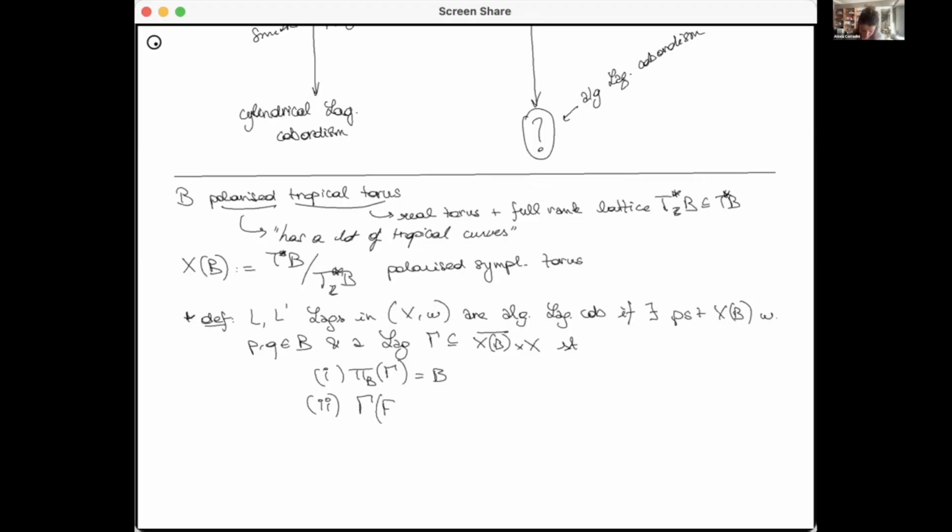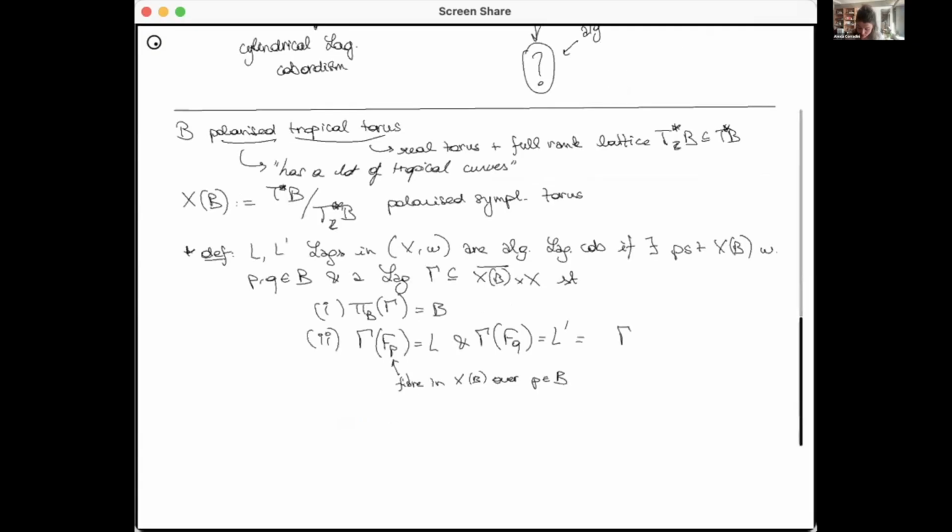And the way to phrase this is to say that if I look at this fiber, so this here is the fiber in X of B over the point P in B, and this is a Lagrangian torus. And if I think of gamma as a Lagrangian correspondence between X of B and X, I want this to compose geometrically with F of P to give L, and gamma with FQ to be L prime. So if you're not familiar with this notation of geometric composition, you should think of this as you take gamma, you intersect it with FQ times X, and then you can always wiggle this around by some Hamiltonian isotopy to make this transverse, and then you project this down to X, roughly.